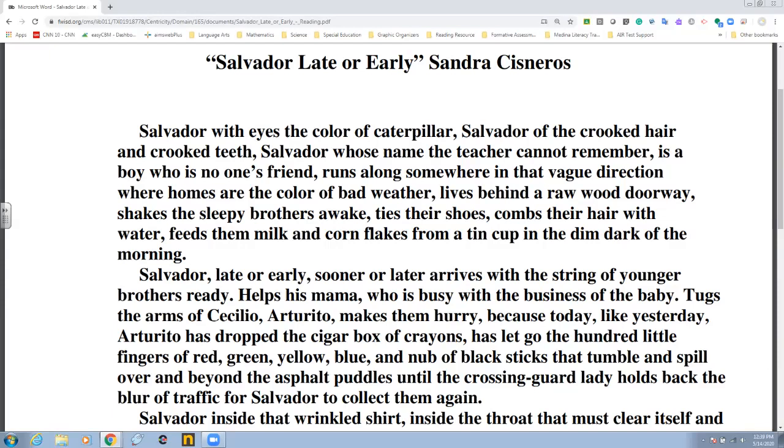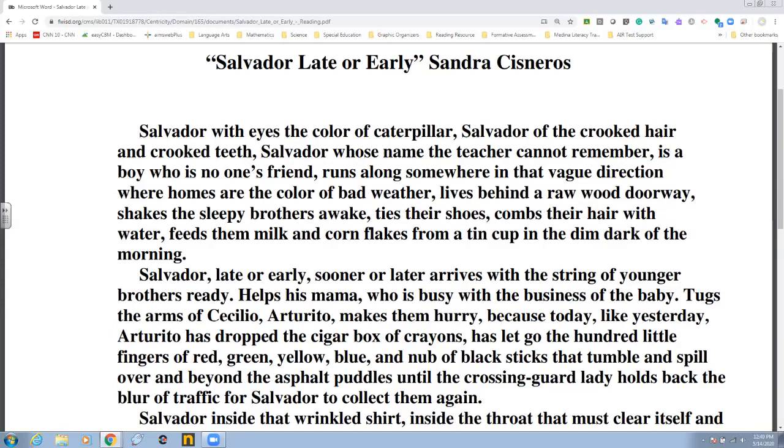It sounds like the boy who's no one's friend, who runs along somewhere in the vague direction where homes are the color of bad weather. So maybe he lives in, it sounds like a bad neighborhood. It gives me a connotation of a rundown kind of slum almost. It even says that he lives behind a raw wood doorway. So there's not even paint on the doorway. We're starting to create that movie in our mind.